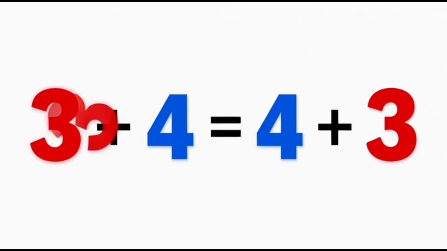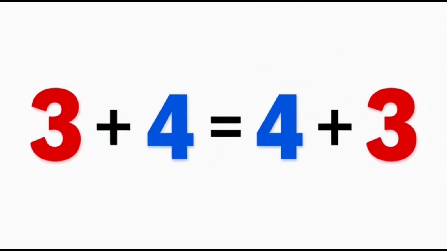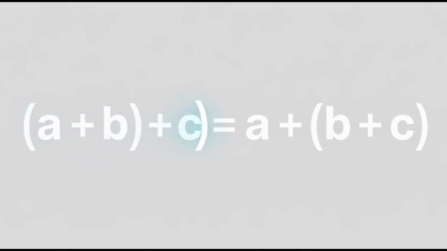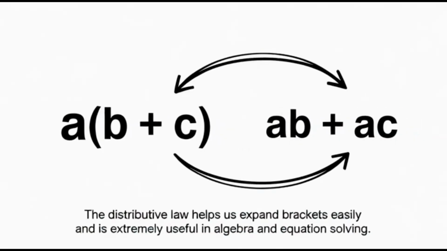This is the commutative property of addition, which tells us that changing the order of numbers never changes the final answer. The same idea works for multiplication too, making calculations faster and more flexible during mental math situations. This associative property shows that grouping numbers differently does not affect the final result of addition. The distributive law helps us expand brackets easily and is extremely useful in algebra and equation solving.